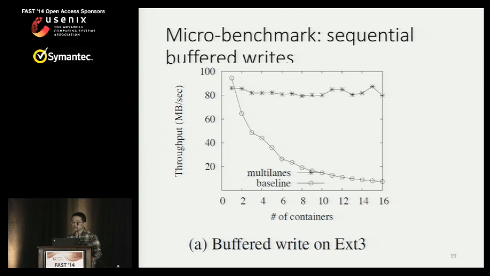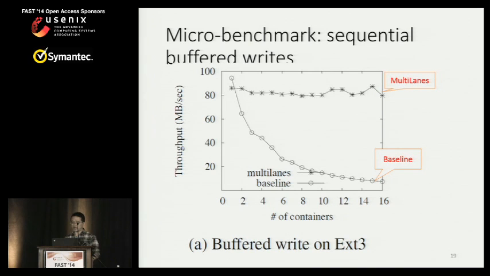We use FileBench to evaluate MultiLanes on data-intensive workloads against the baseline, including sequential buffered write, sequential direct write, and random buffered write. This graph shows the result of sequential buffered write on Ext3. We can see that the average throughput of the baseline scales poorly with the number of containers. In contrast, MultiLanes exhibits nearly null scalability loss and outperforms the baseline beyond 2 containers.